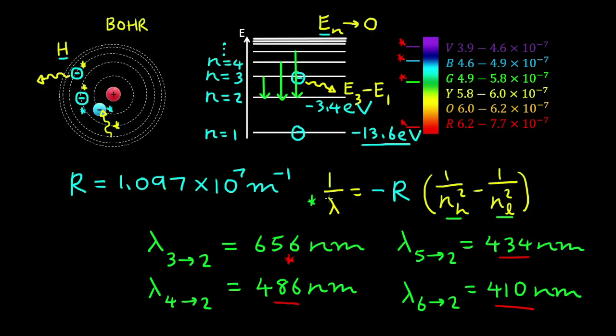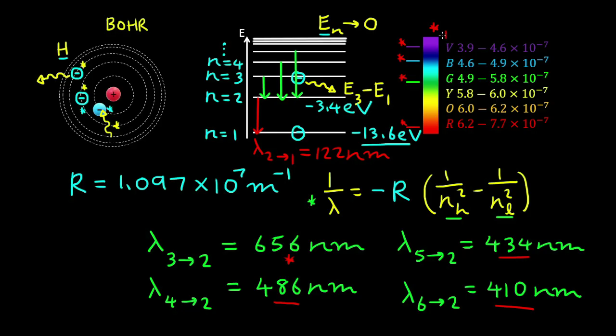So if you did the same calculation for an atom that goes from energy state 2 to energy state 1, you'd get a wavelength of around 122 nanometers, and this is outside the visible light spectrum, so you can't see it.